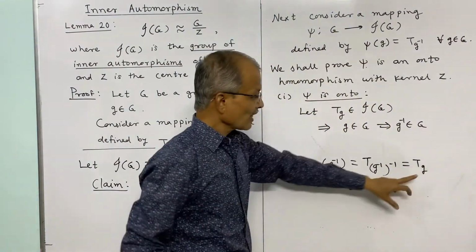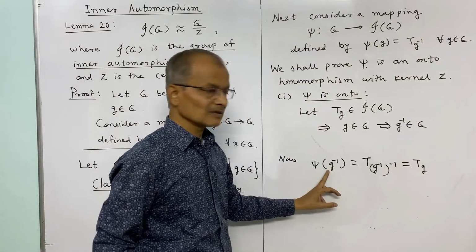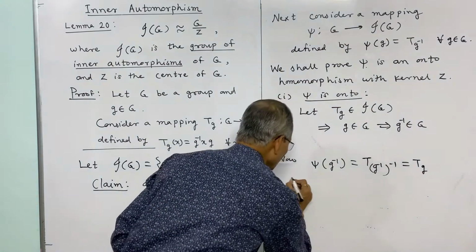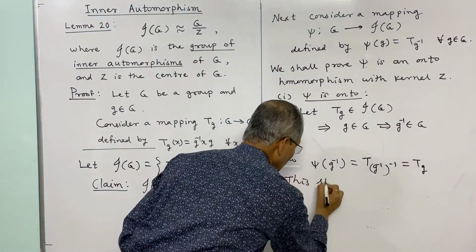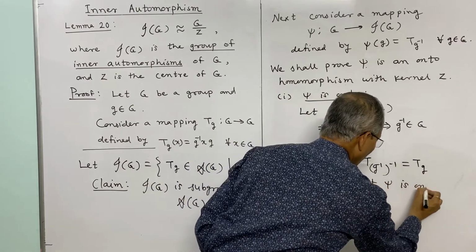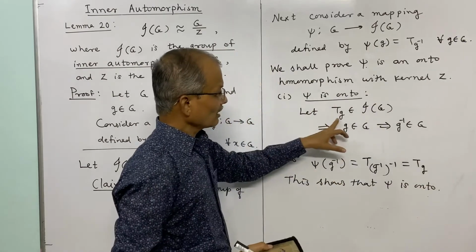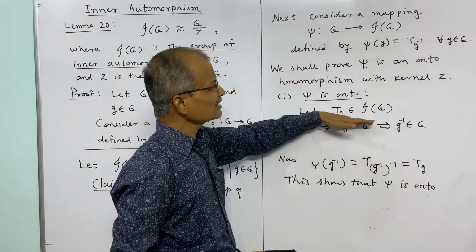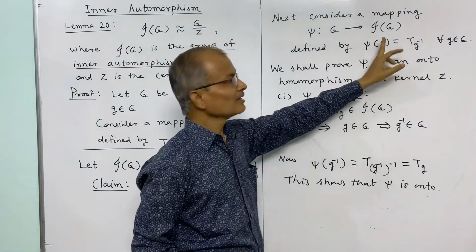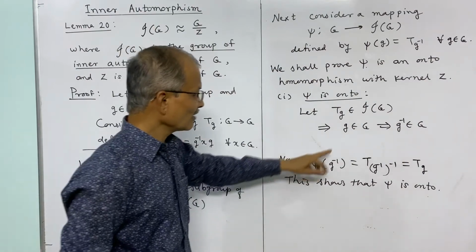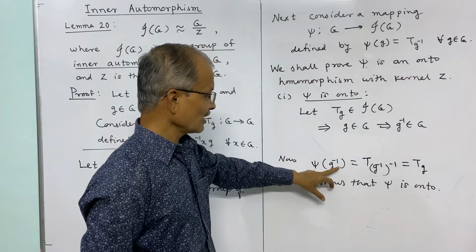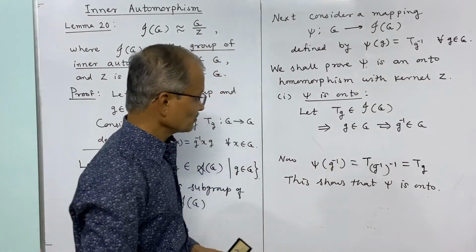And this shows that the inverse image of Tg is g inverse, and that means psi is onto. So this shows that psi is onto. The onto property we have proved taking Tg in Ig. Or you may consider Tg inverse in G; by definition of this itself, g will be the inverse image. Here we considered Tg in Ig, then its inverse image under psi is g inverse. So this proves psi is onto.